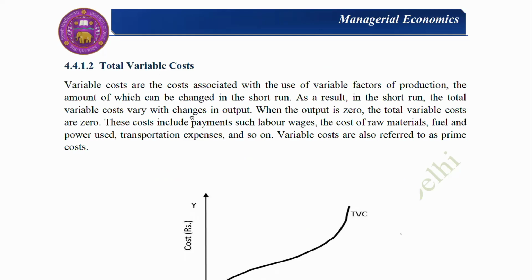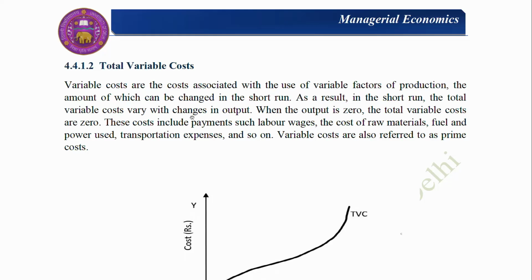4.4.1.2 Total variable costs. Variable costs are the costs associated with the use of variable factors of production, the amount of which can be changed in the short run. As a result, in the short run, the total variable costs vary with changes in output. When the output is zero, the total variable costs are zero.